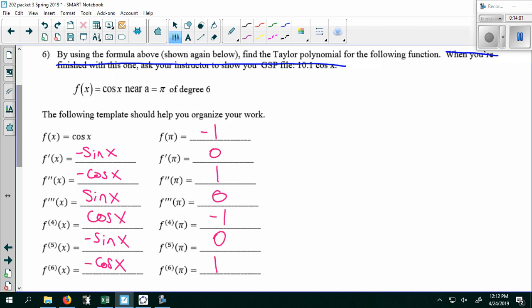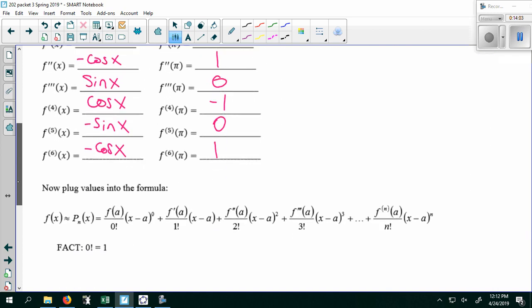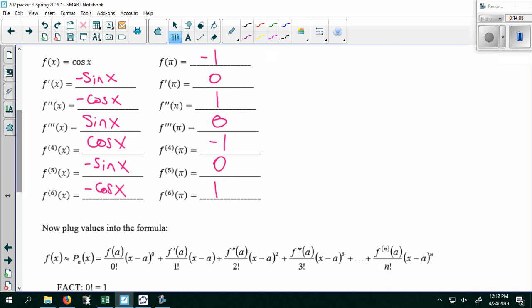Now I'm going to plug all these values into my formula for the Taylor polynomial. So f of a, that is negative 1. A is pi. F prime of a, that's 0. And this is pi. F double prime at pi is 1. A is pi. And then F triple prime of pi is 0.